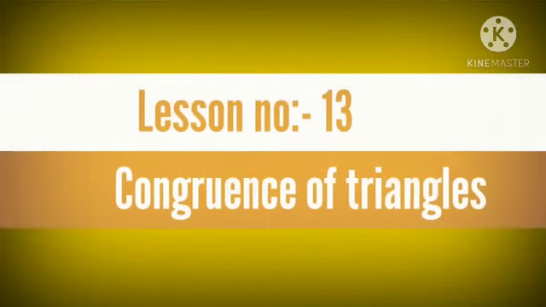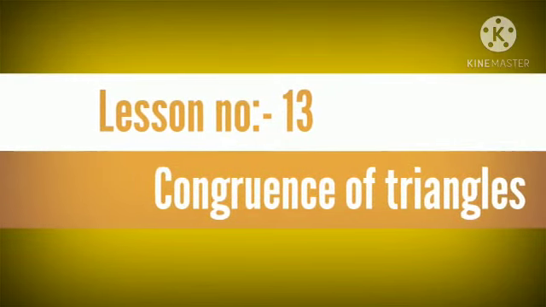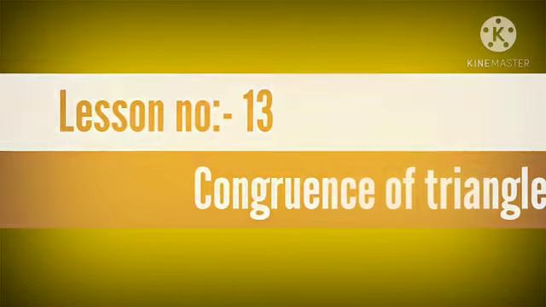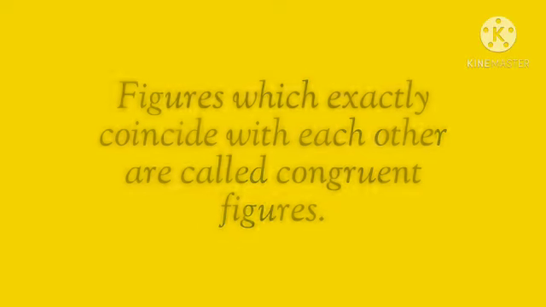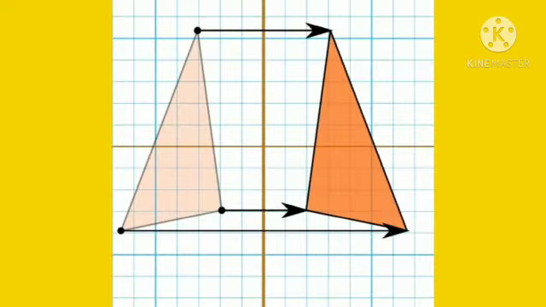Today, let us learn lesson number 13, congruence of triangles. So, what are congruent figures? Figures which exactly coincide with each other are called congruent figures. In this example, you can see the two triangles exactly coincide with each other and hence they are congruent triangles.